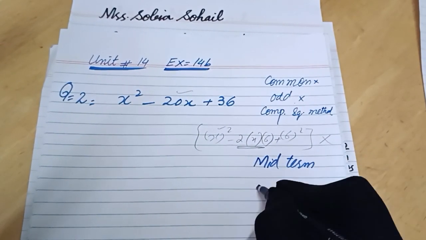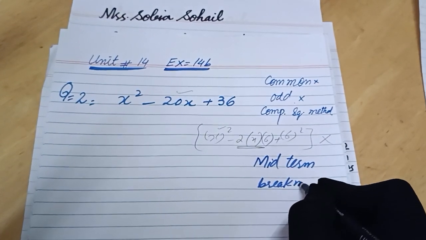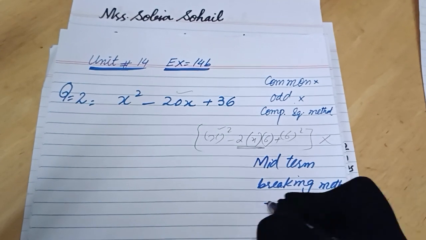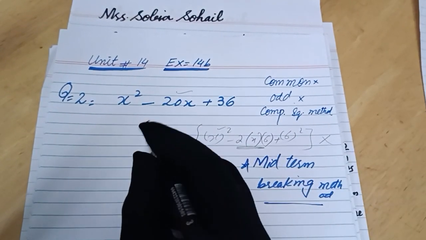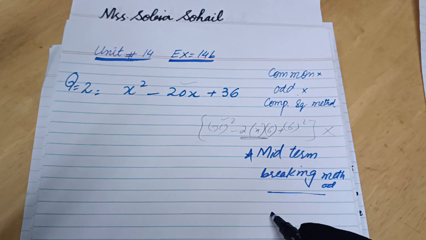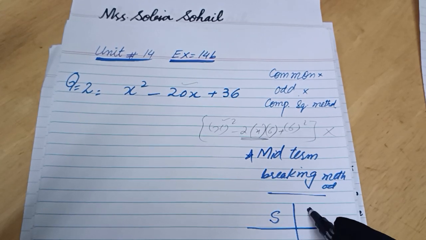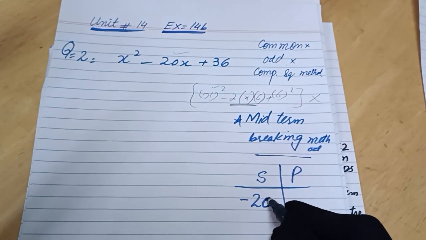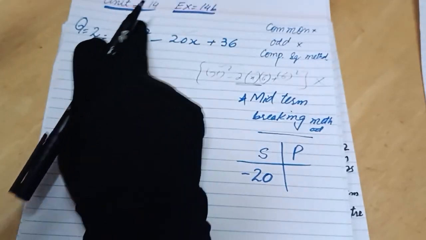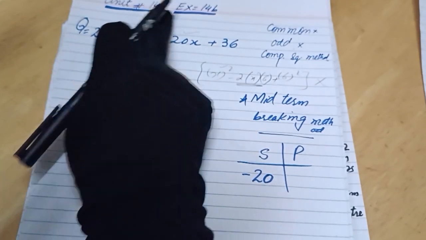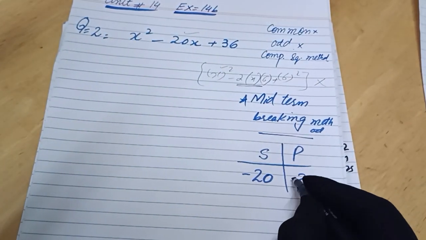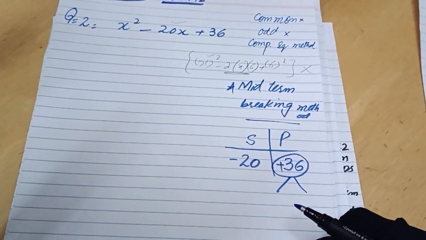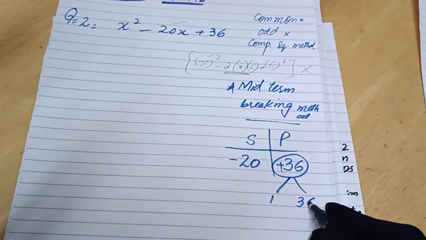Middle term breaking method. In the middle term breaking method, what we are doing, we are taking sum and product. What is the sum? The coefficient of the middle term, that is minus 20. What is the product? Coefficient of the first term and the last, 36, positive 36. Now factorize the product term. 1 is a factor of every number. So 1, 36 are 36.